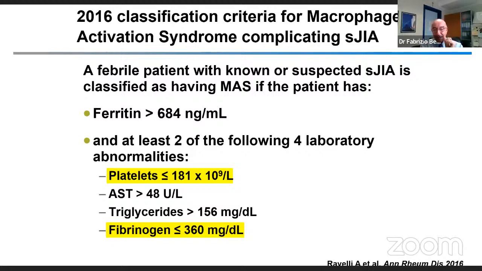So platelet threshold and fibrinogen threshold are well within normal limits. So you don't have to wait for profound cytopenia or profound coagulopathy to think about MAS HLH. You just have to think that these things are inappropriately low. You would expect thrombocytosis, not borderline low platelet counts in this patient.